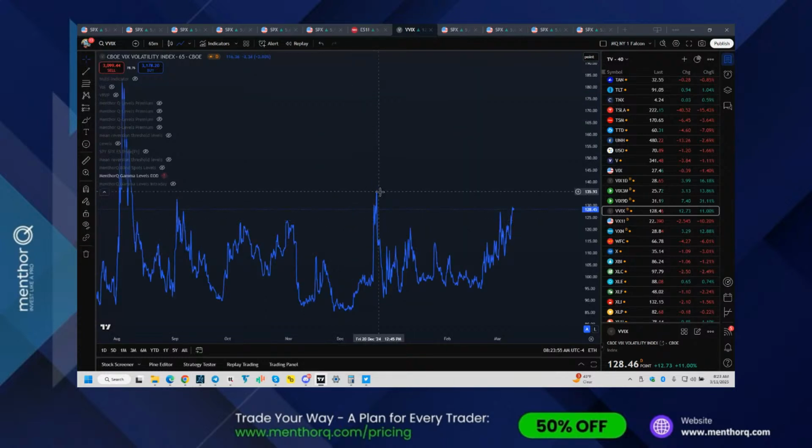So VVIX was a little higher during the December sell-off, the FOMC, I think it was, but not by much. And so that's just another thing telling us that we're kind of stretched.